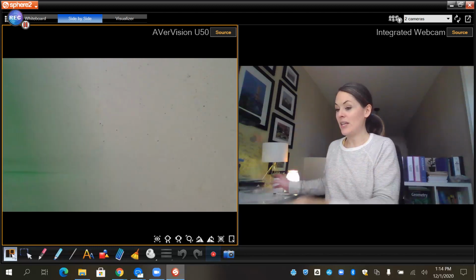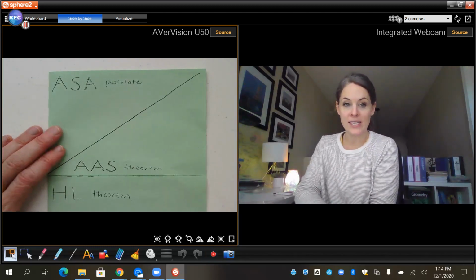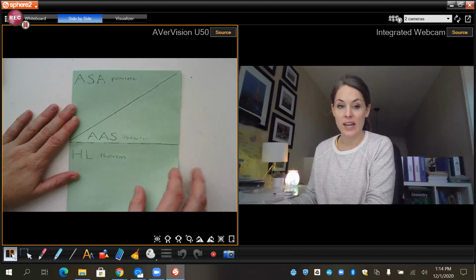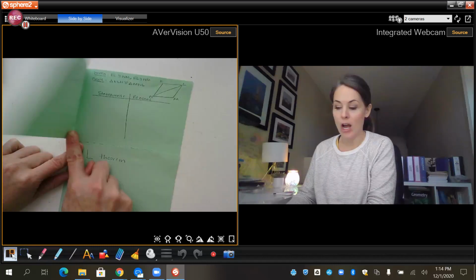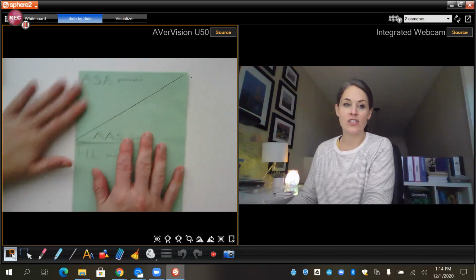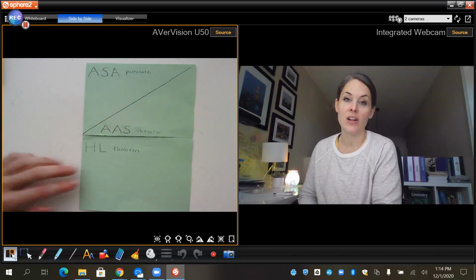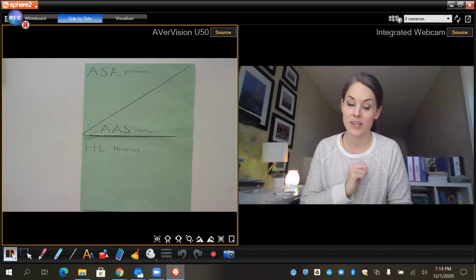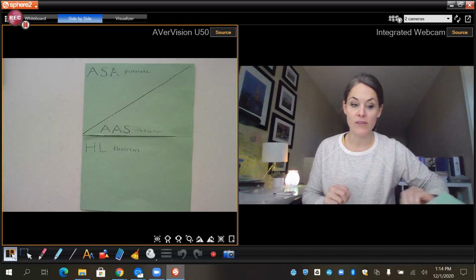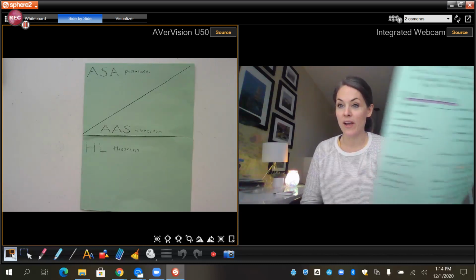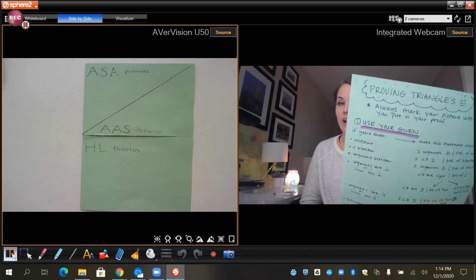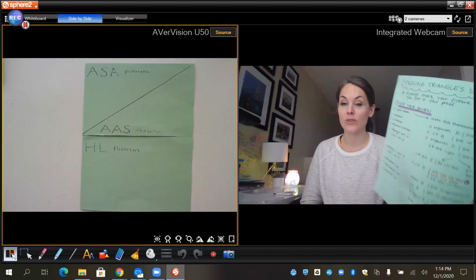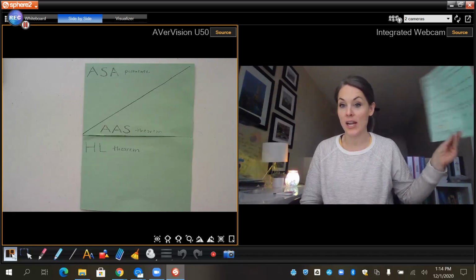All right, in your green packet, you will need this set of notes right here. You just fold it in half and cut along the top layer. This should have ASA, AAS, and HL on the front. So go ahead and take a moment to get those notes, fold them in half, and cut that top layer to get ready for our notes. You may also want to have this paper as well. Remember, this is our resource for proving triangles congruent, and we are going to use it again today. I'm just going to have it off to the side.